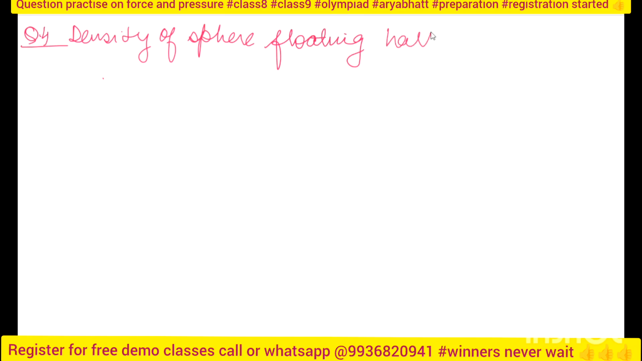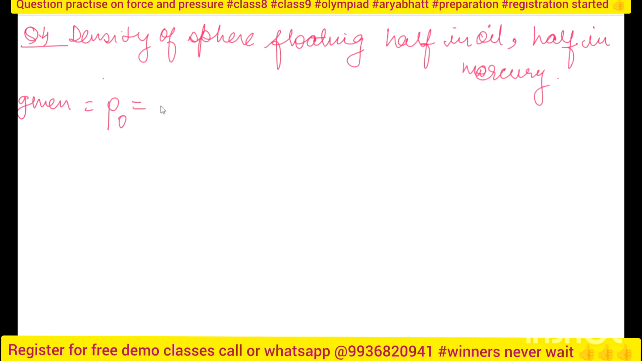Okay, question number 4, we have to find the density of a sphere. The sphere is floating half in oil and half in mercury. That is all that is required according to your question. What is given is the density of oil, 0.8 gram per centimeter cube, and the density of mercury, 13.6 gram per centimeter cube.